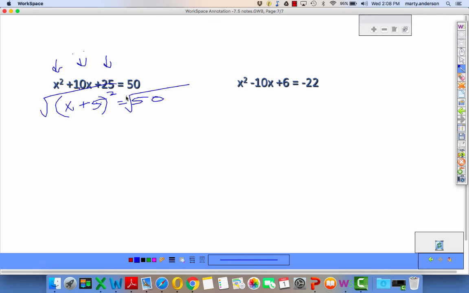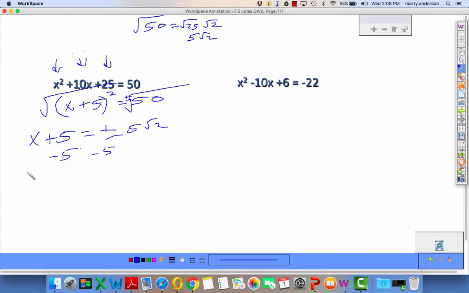Now when I take the square root, plus or minus, x plus 5 is plus or minus, and this is where we need to break down the square root of 50. Remember how you simplify the square root of 50 into the square root of 25 times the square root of 2. It's 5 square root of 2, plus or minus 5 square root of 2. Subtract 5 from both sides. Remember, exact form, if they're asking you for exact form, this is the answer.